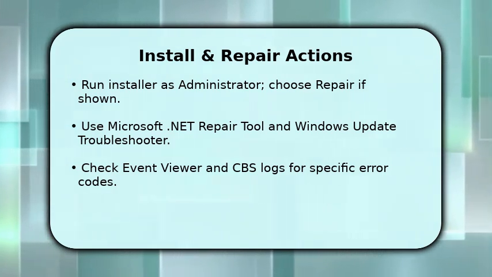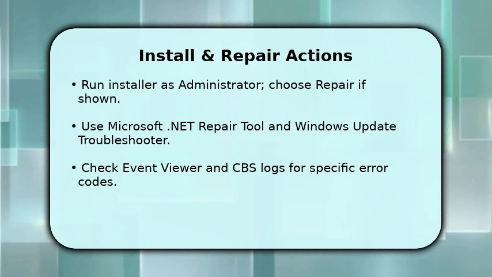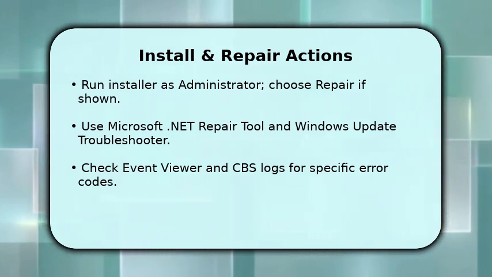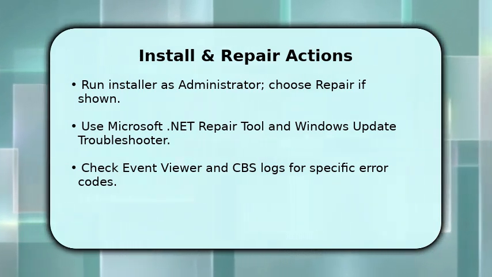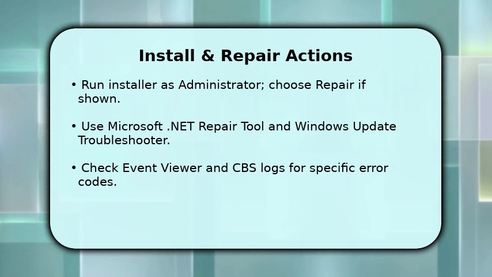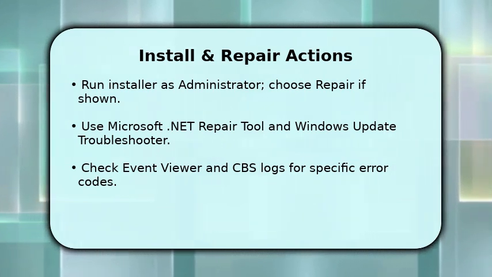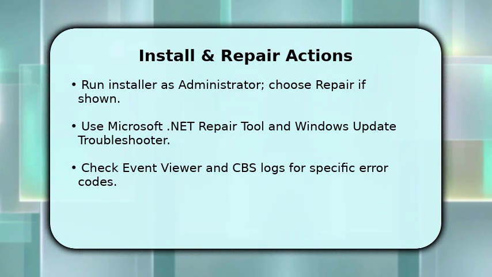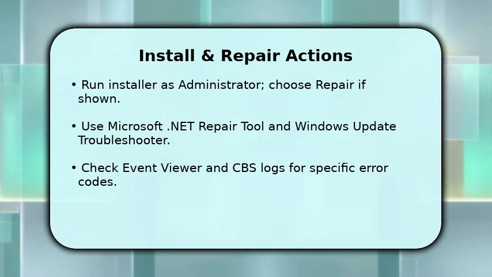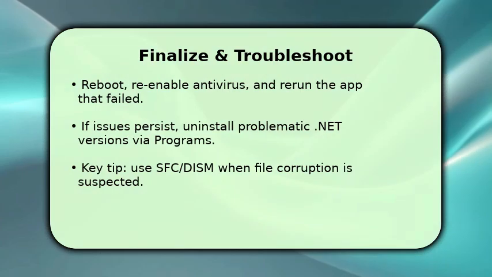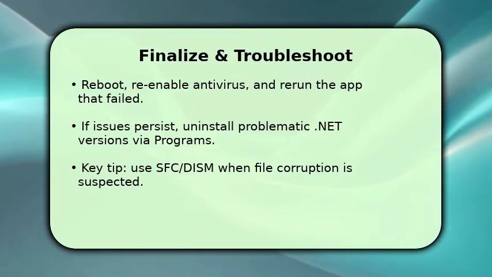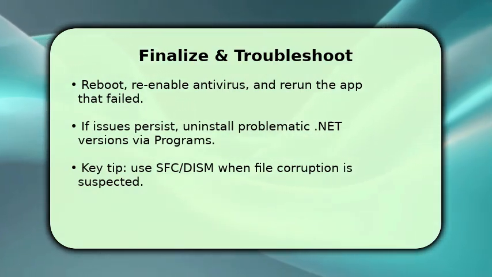Make sure to review Event Viewer's application log and CBS logs for exact error codes. Those codes tell you whether it's a missing file, permission issue, or update conflict. Collecting that info speeds targeted fixes. After repair or install, reboot the PC, re-enable your antivirus, and then test the application that failed. Many fixes need a restart to complete.